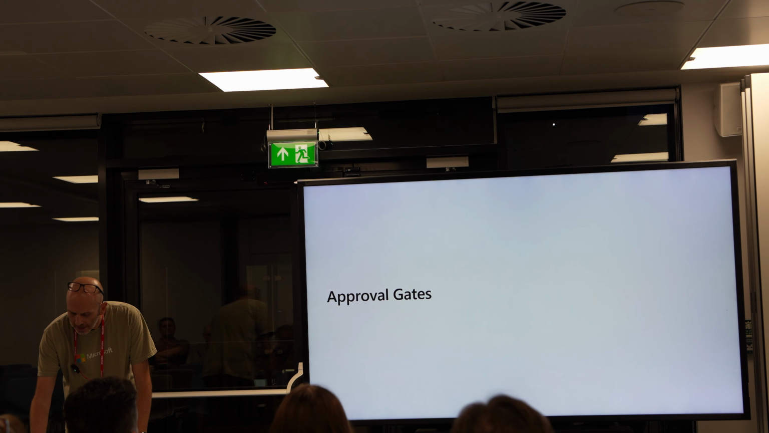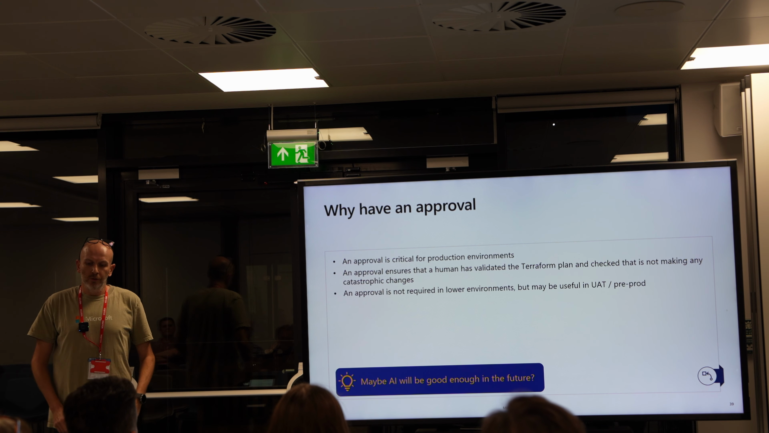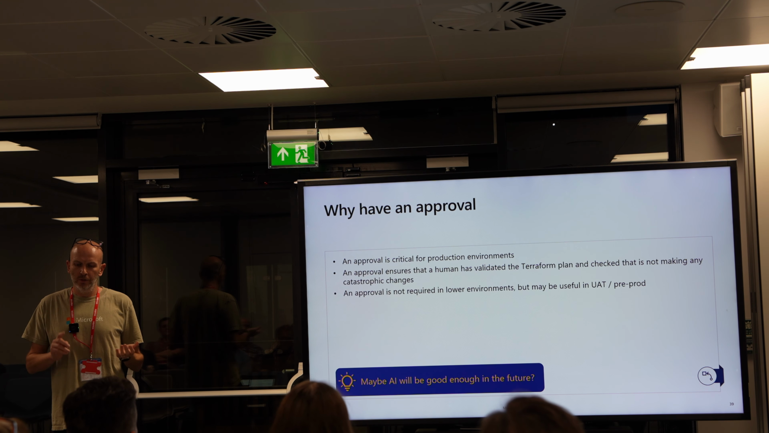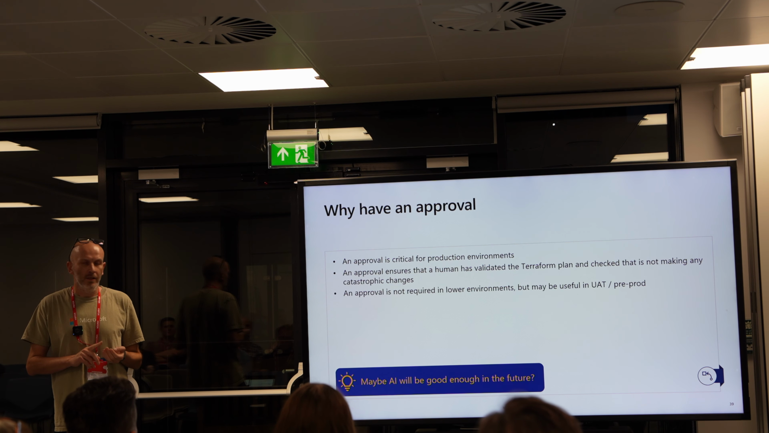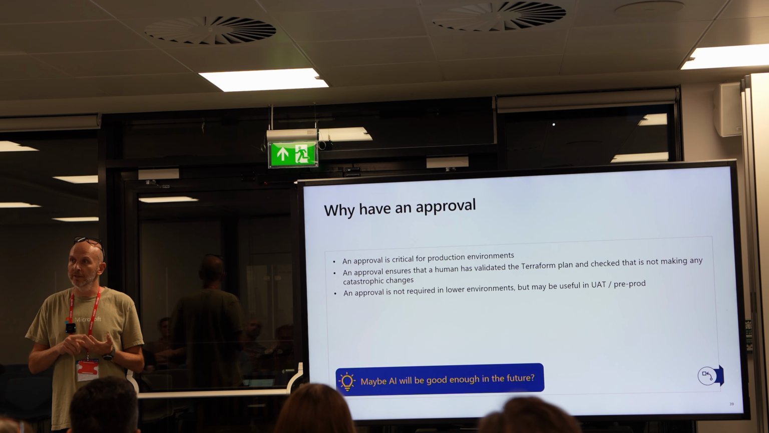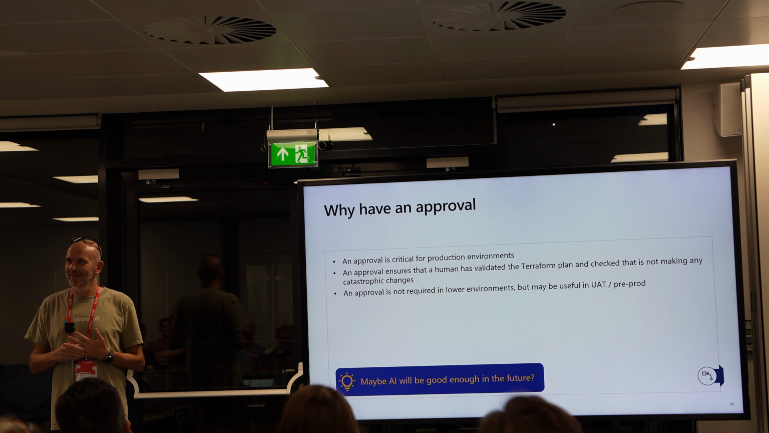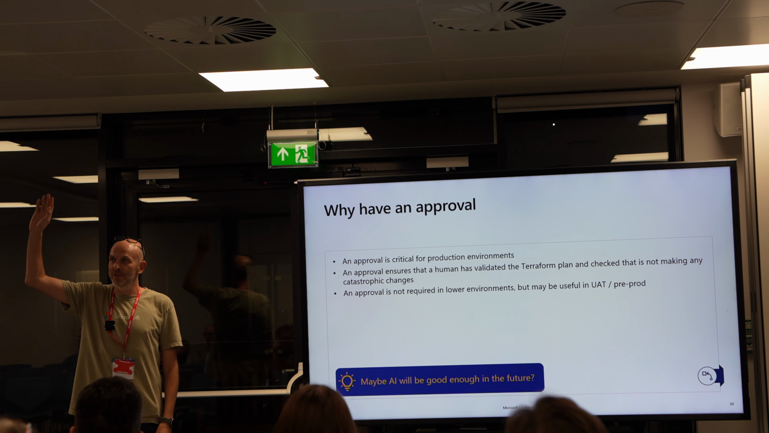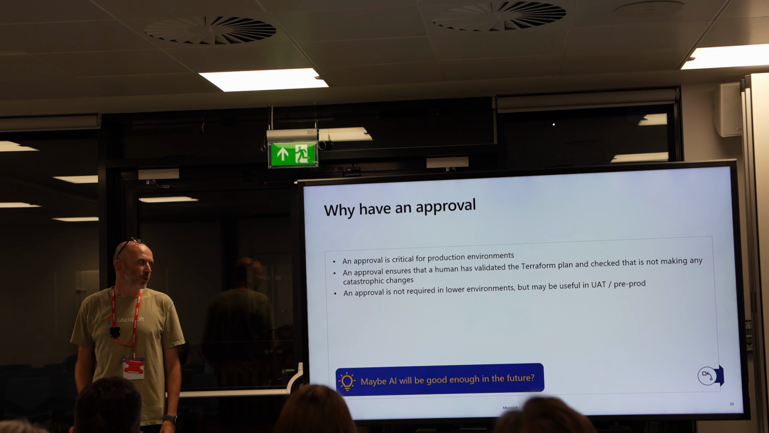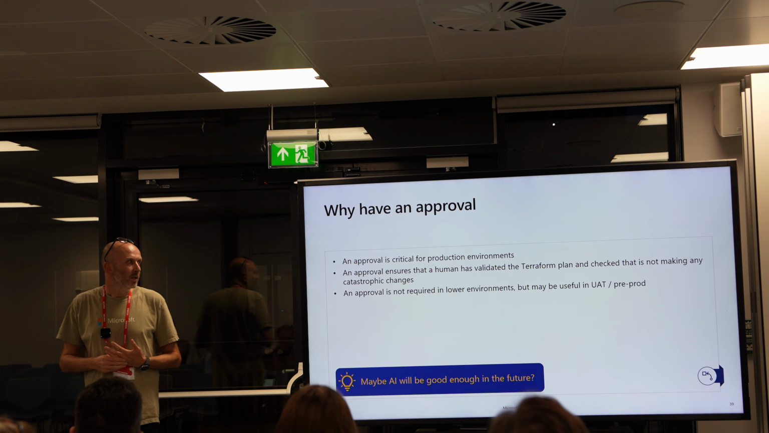Approval gates. So this one is, should you have one, is the question. Should you have an approval between your plan and your apply in your production environment, like a human approval? Who thinks you should? Okay, I only got one hand up then, which surprised me. But yes, you should, right? You don't want to be pushing stuff to production and not have somebody's eyes on the plan first.